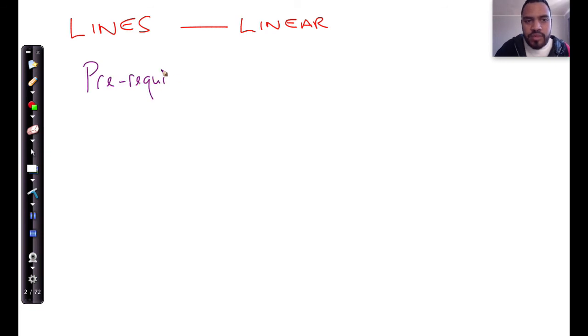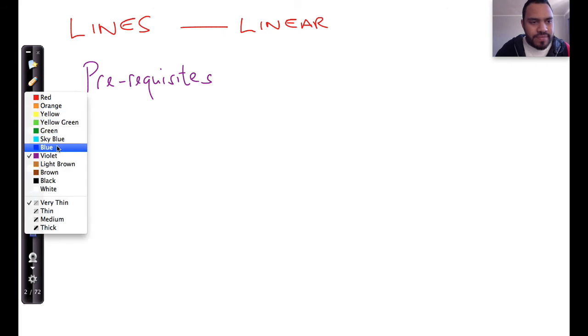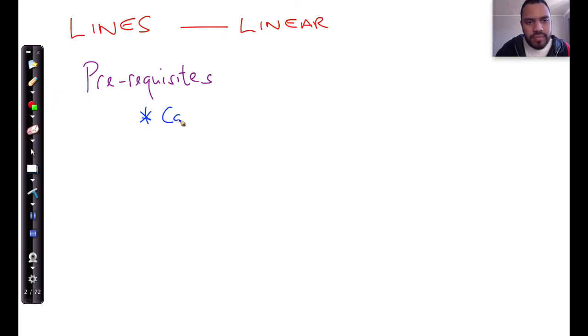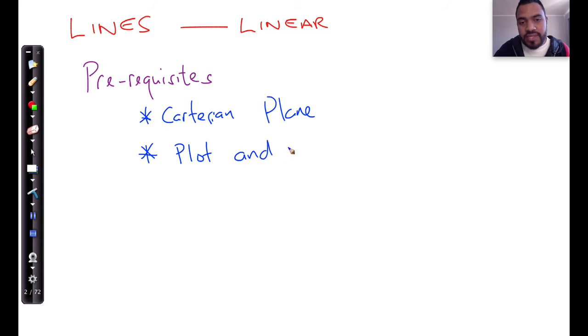These are things that I assume you know already or have sufficient exposure to, right? I take it that you know what the Cartesian plane is. I also assume that you know how to plot and read points on the Cartesian plane. Okay, so the Cartesian plane, you should know, consists of 4 quadrants separated by the x and y axes. It looks something like this.